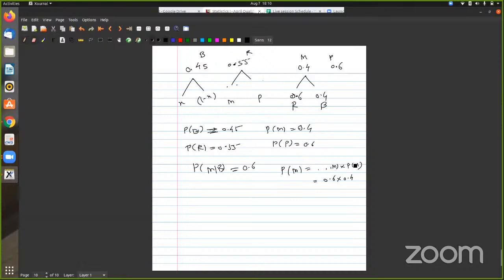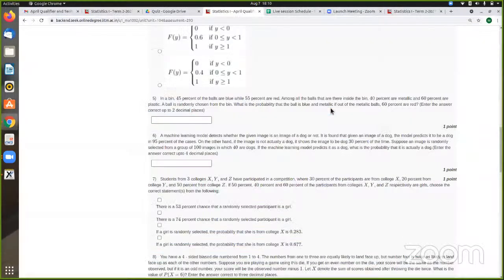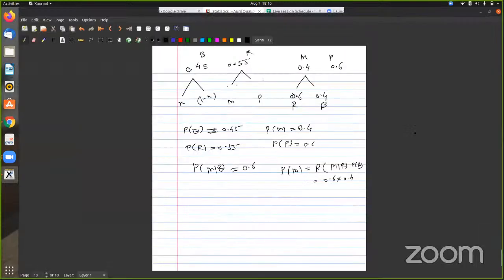Okay. I'm defining something wrong here, I guess. And it should be the other way around, no? This is the probability of red given that it is metallic, no? See, what is the probability that the ball is blue and metallic, if out of the metallic balls 60% are red. So yeah, the graph you have drawn is perfect. In defining, we are making some error, I guess.